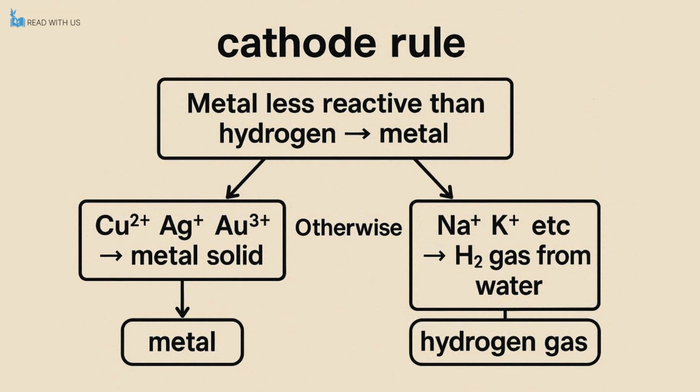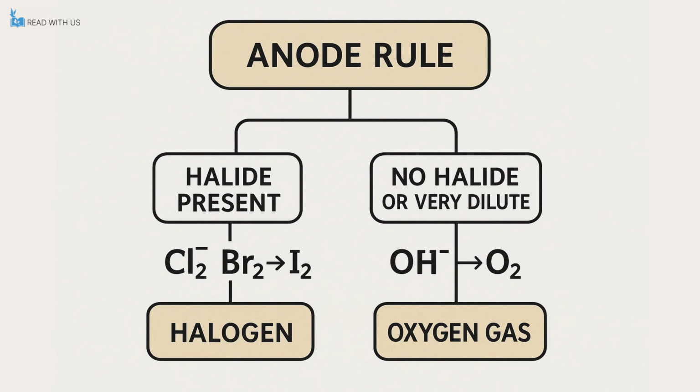A simple rule for the cathode in aqueous solutions is that metals less reactive than hydrogen, such as copper, silver, and gold, are deposited, otherwise hydrogen gas is released from water. A simple rule for the anode in aqueous solutions is that halide ions, such as chloride, bromide, and iodide, give the halogen when present at sufficient concentration. Otherwise, oxygen gas is formed from hydroxide ions in water.